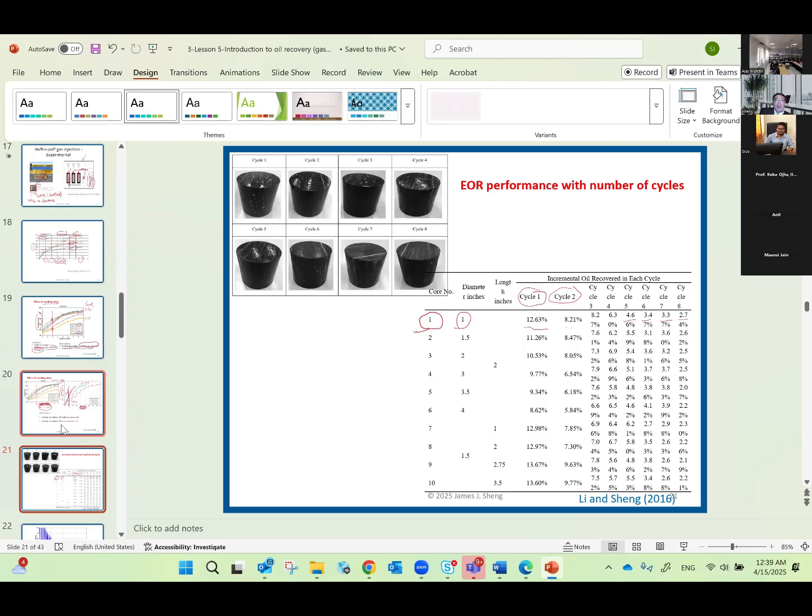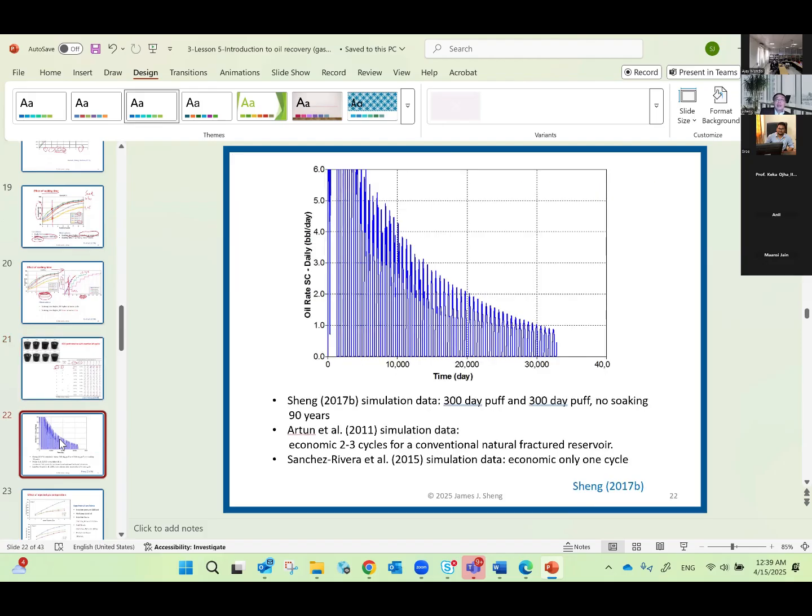To answer this question, I did some experiments and some simulation. This shows the oil rate at different times, and each bar represents a cycle. In simulation, it's easy to repeat many cycles, so I repeated many cycles, and what did it say? The simulation results also show that later cycles produce a lower oil rate than the early cycles.